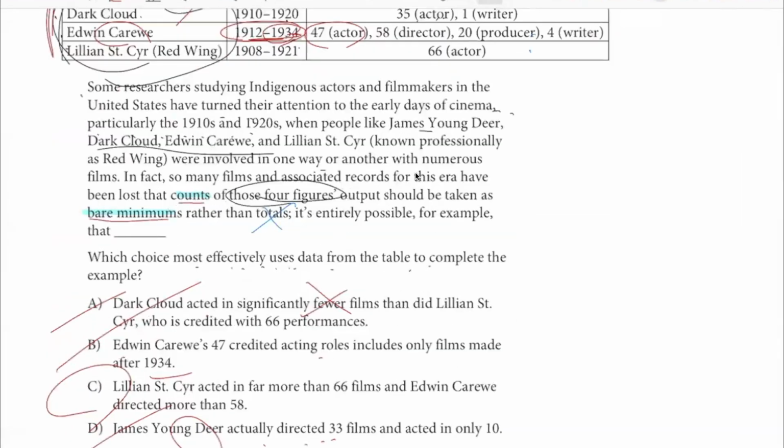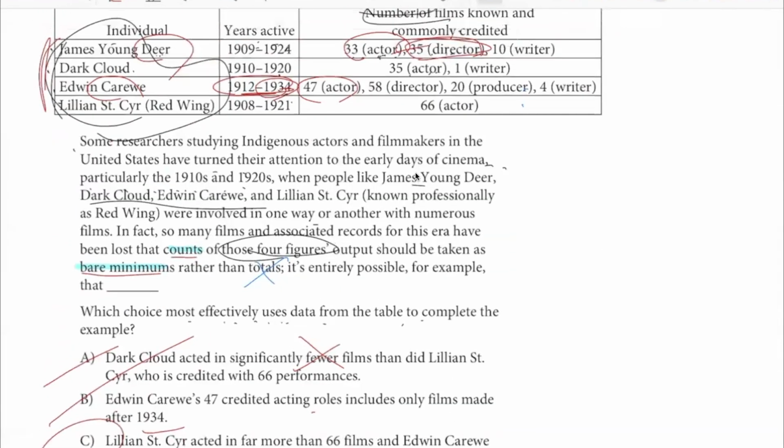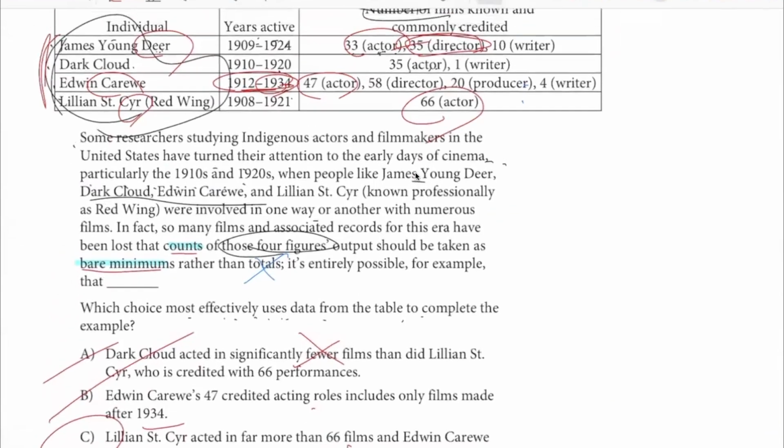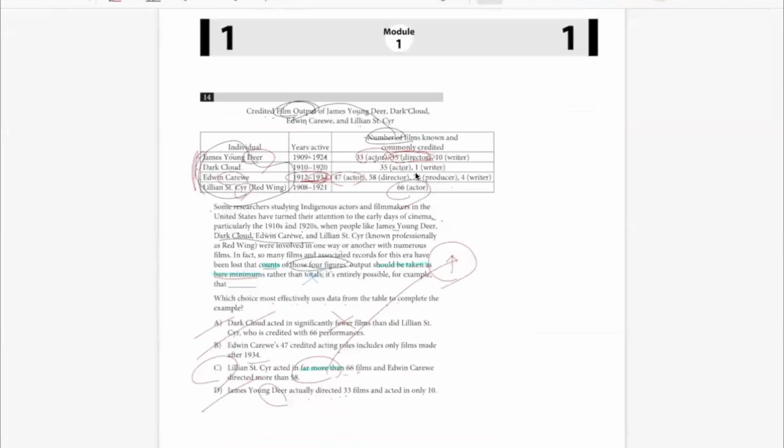See, what does this say? Far more than 66. All right, so let's see if this checks out. We have Sir, 66. Yeah. Far more. I do like the word more. Far more. Yeah. Count should be taken as bare minimum. So therefore, there must be more. There must be more. Far more. All right. That's how this table question works.